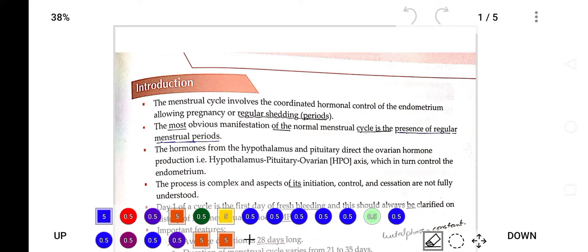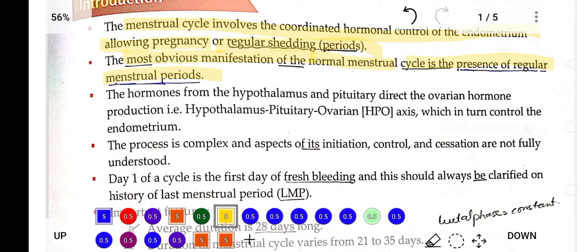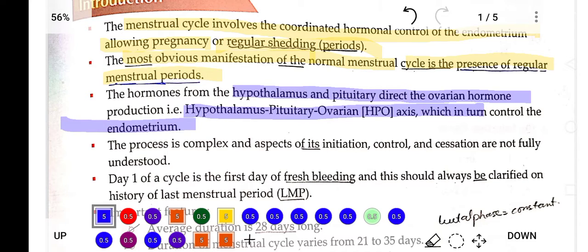Okay, so now we will be looking at the menstrual cycle. The menstrual cycle involves coordinated hormonal control of the endometrium that allows pregnancy or regular shedding of the endometrium during periods. The most obvious manifestation of the normal menstrual cycle is the presence of regular menstrual periods. Hormones from the hypothalamus and pituitary detect the ovarian hormones, and they are produced by the hypothalamic-pituitary-ovarian axis, and then they control the endometrium during the menstrual process.